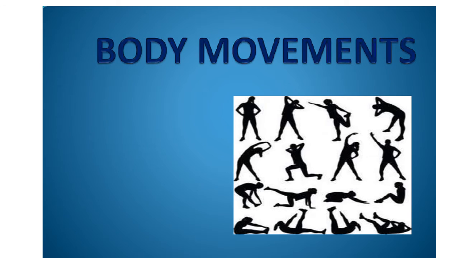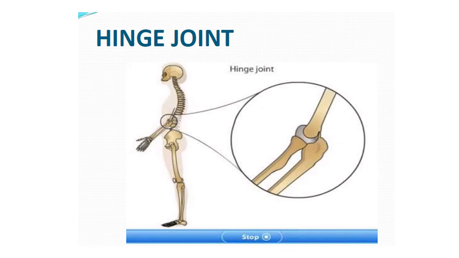Good morning, students. Today we are going to continue our chapter, and this is the third part of the video on the chapter body movements. So let's continue our chapter. In the previous class, we studied two types of joints, fixed joints and ball and socket joint.